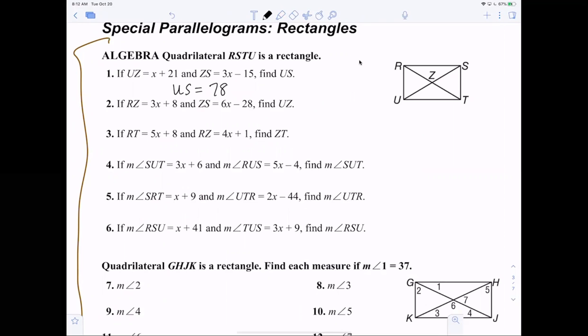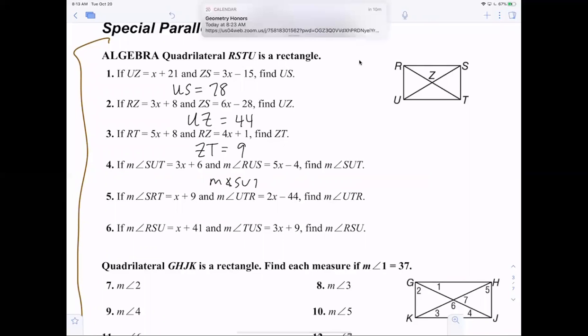And then UZ, 44. ZT, angle SUT. How much? 39? Yes.